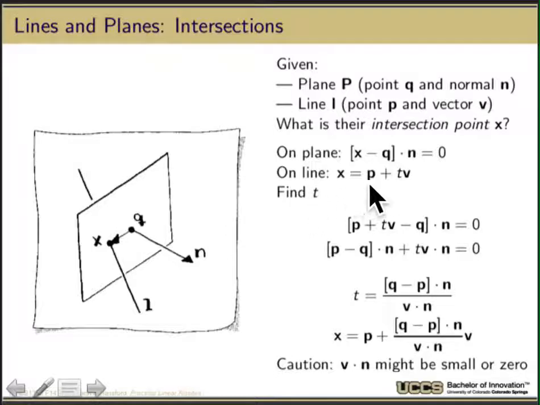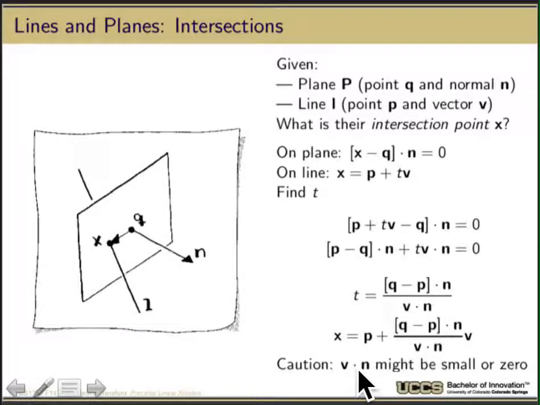And so now we just want to find t. This is an equation. We have two equations, and we have to solve for t. We plug x from one equation back into the other, solve for this, and we get that t is equal to (q minus p) dot n divided by v dot n, as long as the line is not perpendicular to n. This will be okay; we can't divide by 0 otherwise. So x is equal to p plus t times v.